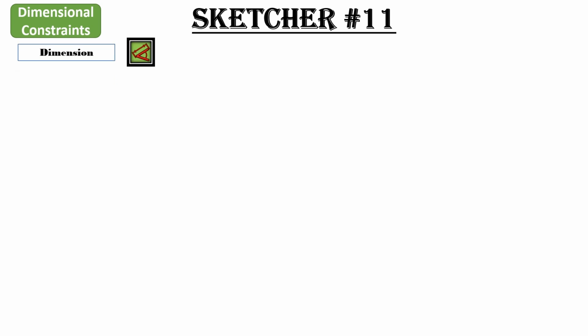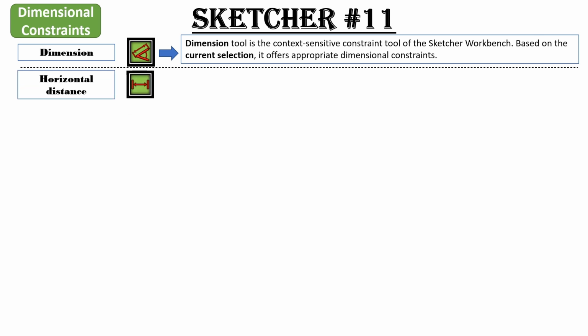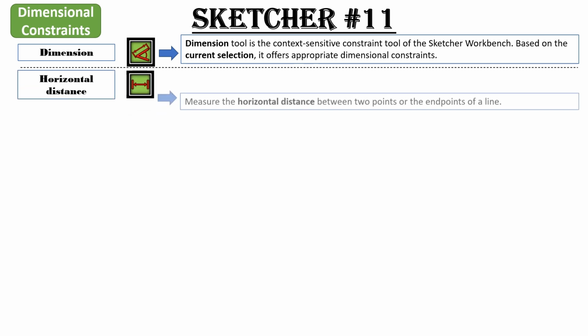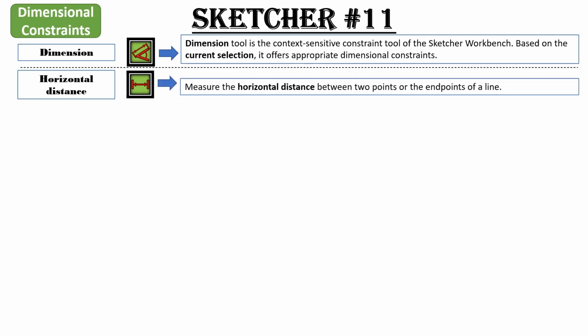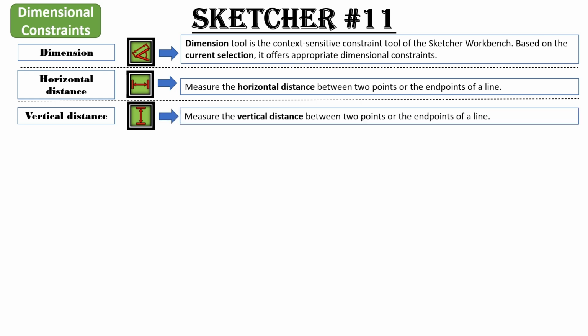Dimension tool is the context-sensitive constraint tool of the Sketcher workbench. Based on the current selection, it offers appropriate dimensional constraints. The horizontal dimension tool measures the horizontal distance between 2 points or the endpoints of a line. The vertical dimension tool measures the vertical distance between 2 points or the endpoints of a line.